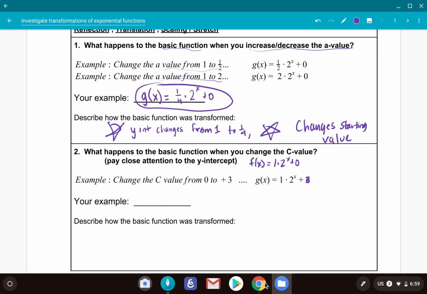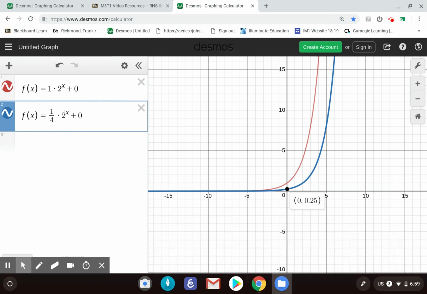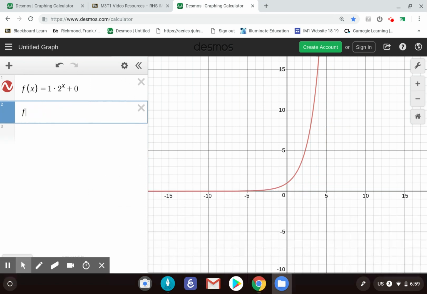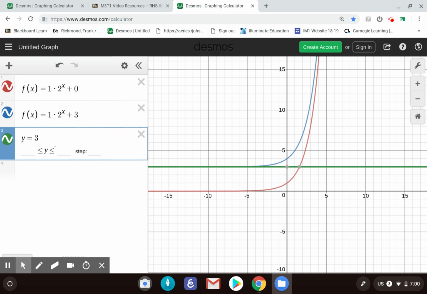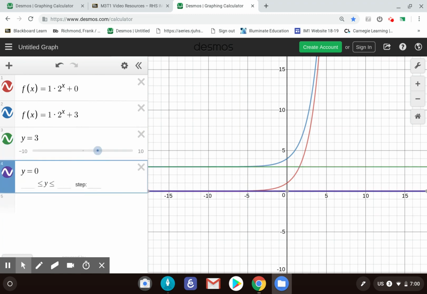So you can go to Desmos and look back at that original function that we started with. This was my parent function right here, and I'm not going to change anything about it except the c value. If I change the c value, look what happens to the asymptote. Notice my asymptote is now this line y equals 3. On my original parent function, my asymptote was y equals 0.